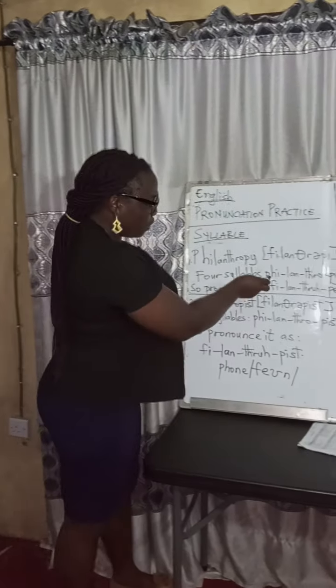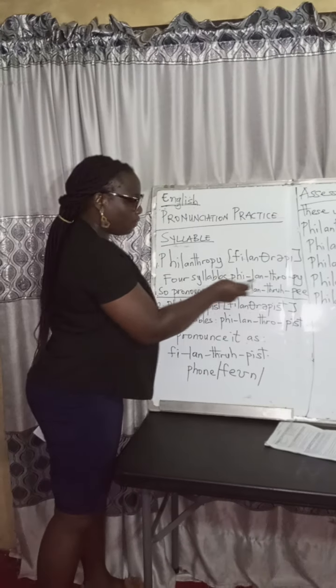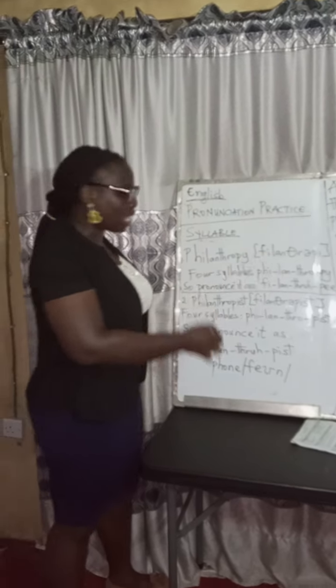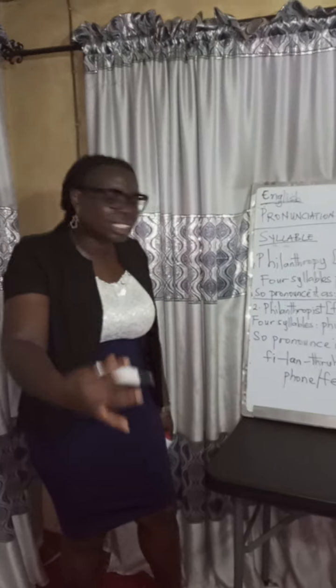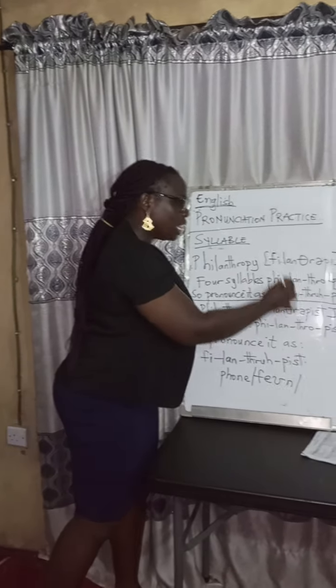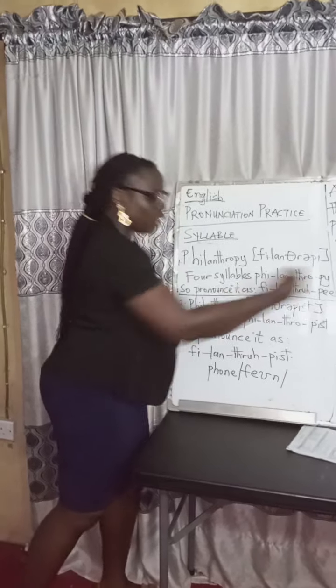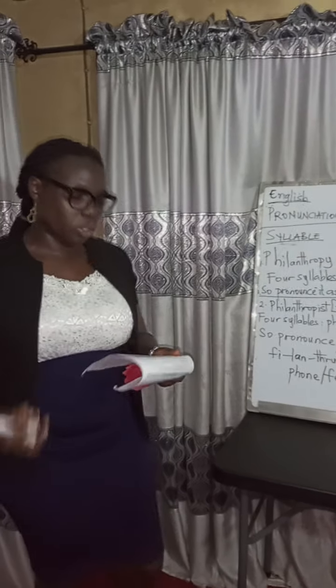By the time you say phi, lan, tro, py, phi, lan, tro, py, you now join it together: philanthropy. If you were having difficulty with it, you break it up: phi, lan, tro, py. Then you join it together: philanthropy. So you need it for long, difficult words.